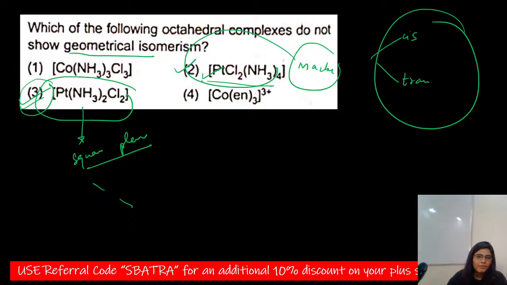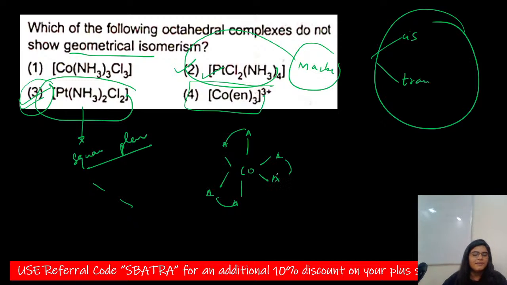Now let's talk about this complex. You have three symmetrical bidentate ligands like this. This is your first bidentate ligand, this is your second bidentate ligand, and this one is your third bidentate ligand. Now there is no possibility of opposite pairs. A is opposite to A, and it will always remain opposite to A only. So in this particular case, there is no possibility of geometrical isomer. So the correct answer is option number 4.